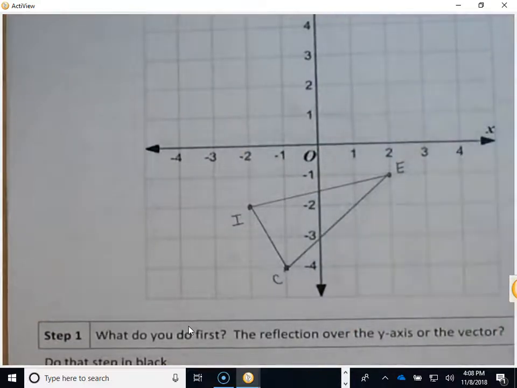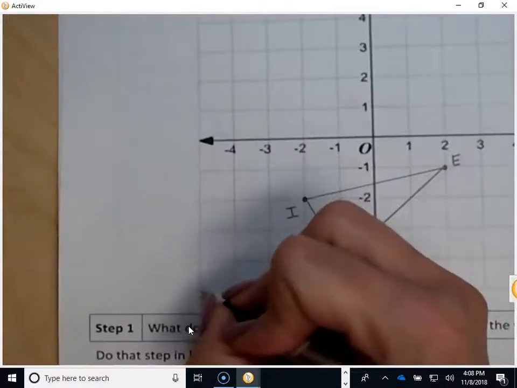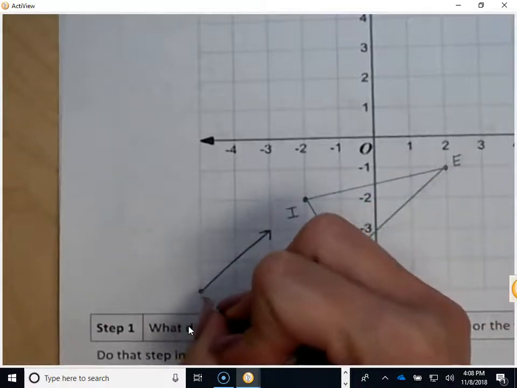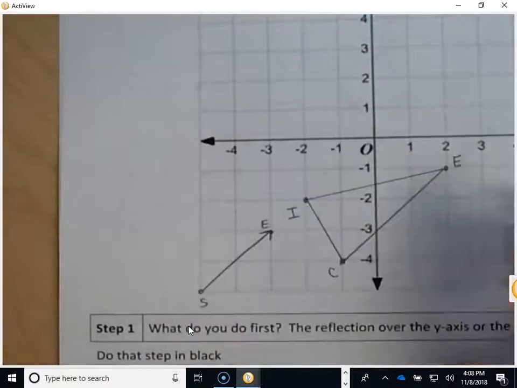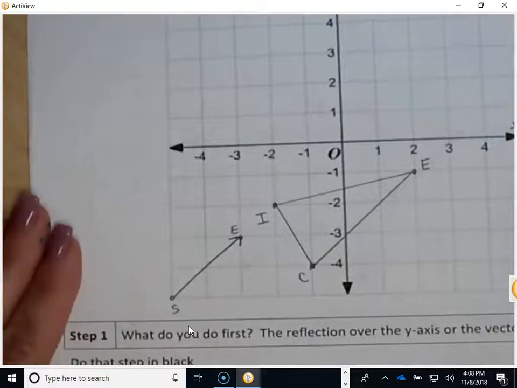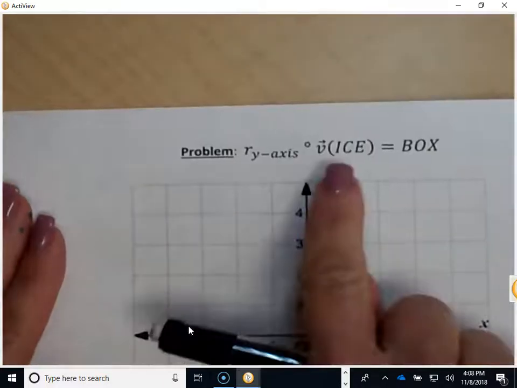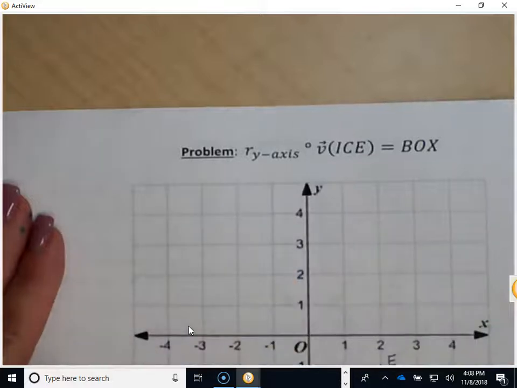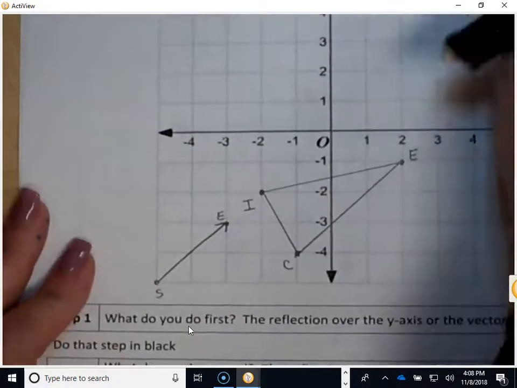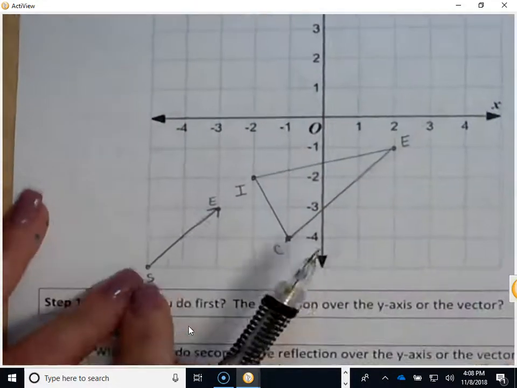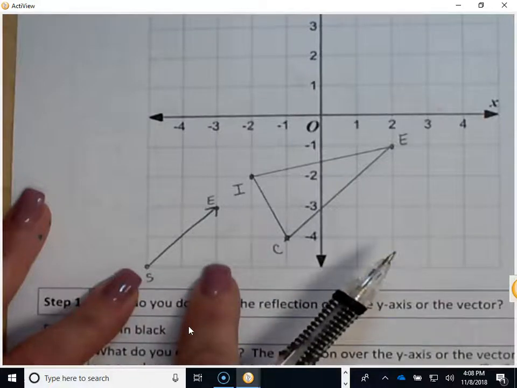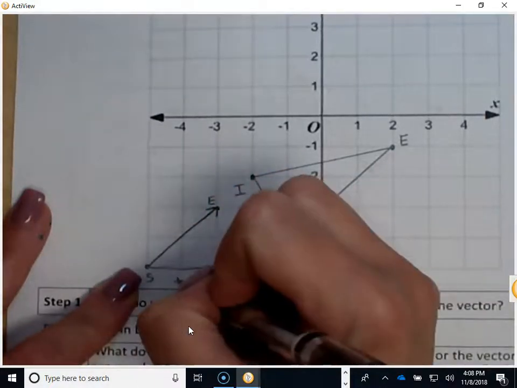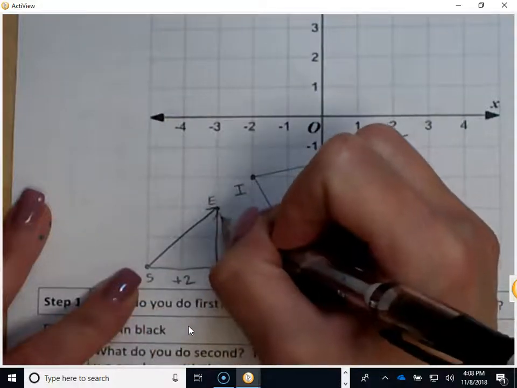There's our pre-image, and then our vector I'm going to draw in this corner here. This being my start, this being my end. Okay, so we had decided based on our notation up here, working your way from the parentheses out, we're going to do our vector first, and then we'll do our reflection across the y-axis. So vector first, looks like we're going to the right 2, up 2. So that's a +2 going this way, and that's a +2 since we're going up as well.